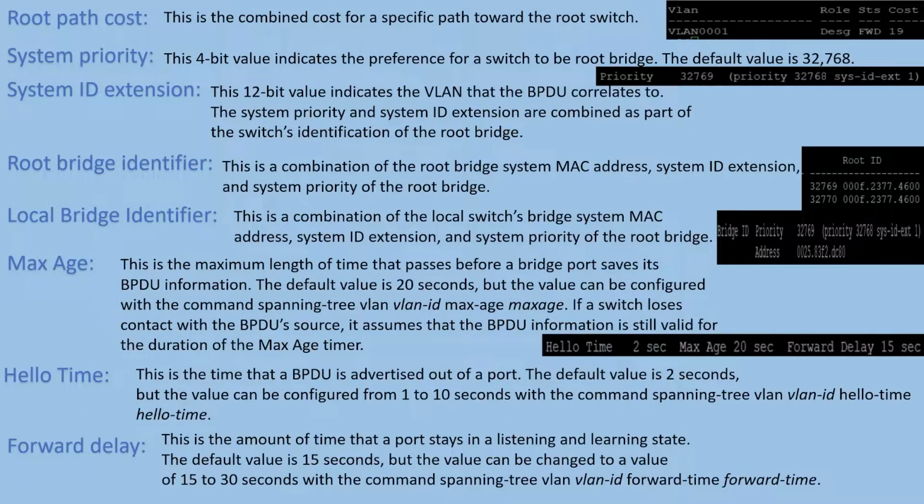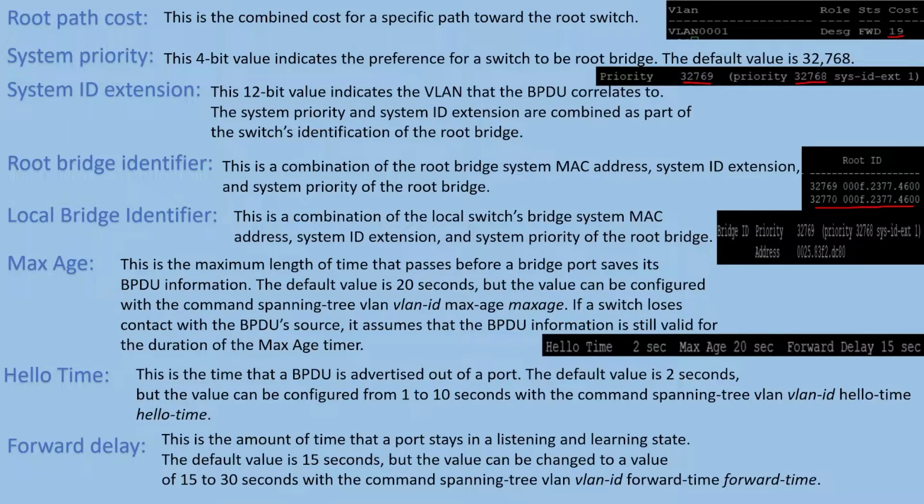Root path cost is the combined cost for a specific path towards the root switch. System priority is a 4-bit value that indicates the preference for a switch to be root bridge. The default is 32,768. System ID extension is a 12-bit value that indicates the VLAN that the BPDU correlates to. The system priority and system ID extension are combined as part of the switch's identification of the root bridge. Root bridge identifier is a combination of the root bridge system MAC address, system ID extension, and system priority of the root bridge.